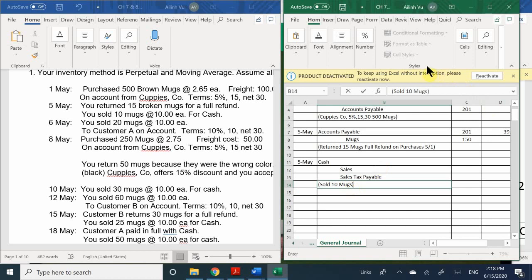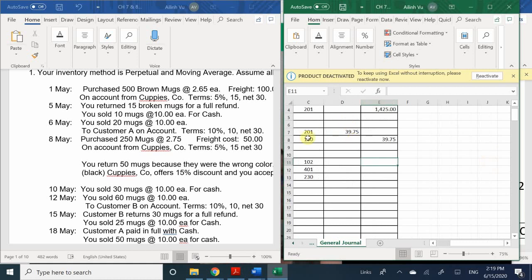All right, so let's go ahead and solve for this. So what is the account for cash? 102. I think it's 405. Yes, cash is 405. Sales tax payable is 230. And sales is 401. Thank you, David.